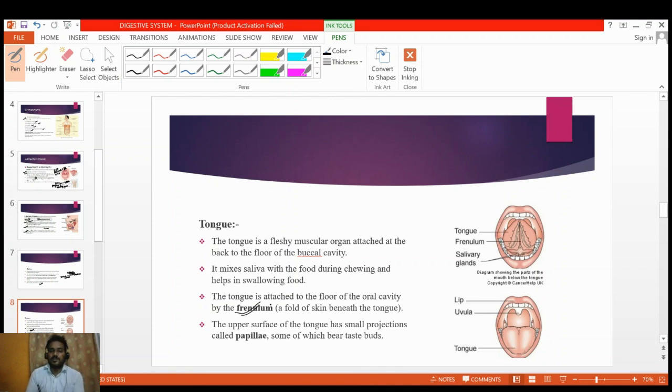The frenulum, as you can see in the diagram, is just below the tongue, a line segment region. It's simply a skin fold. Apart from that, on the upper surface of the tongue, we can observe small papillae. These papillae are small projections having taste buds, which are responsible for receiving the impulses for taste.